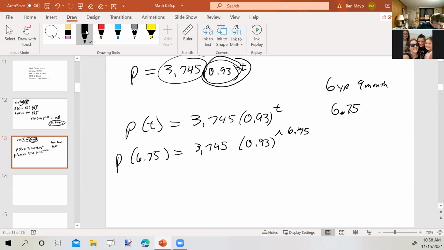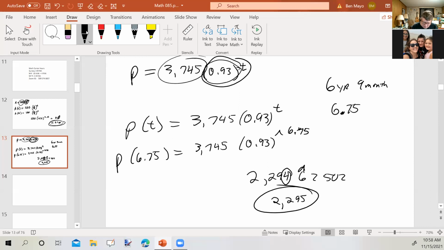And let's see, does it say anything about rounding? They round to the nearest person, and what we get is 2,294.62502. So this would be the whole number. This would round up, so 2,295. So the population would decrease down to that. Okay, any questions about that?